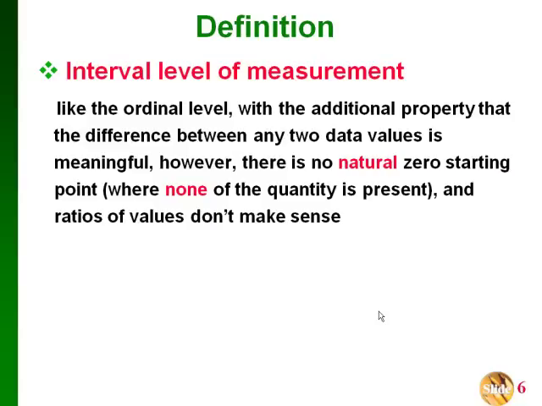The third level of measurement is the interval level. This is quantitative data. This is like the ordinal level where we can put it into an order, but the difference here is that we can tell the difference between any two data values. There's a meaning to that. On the other hand, for this type of data, there is no natural zero starting point. And if we take ratios of two of the values, it doesn't make any sense.